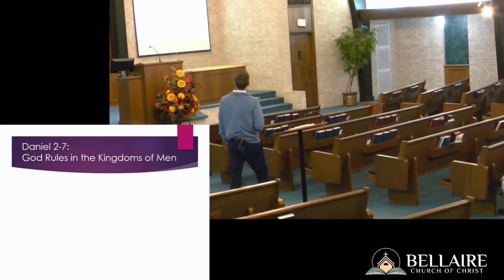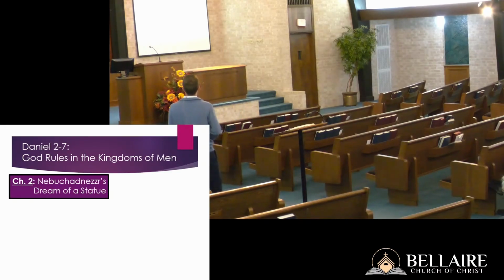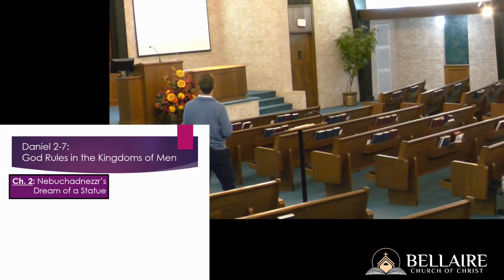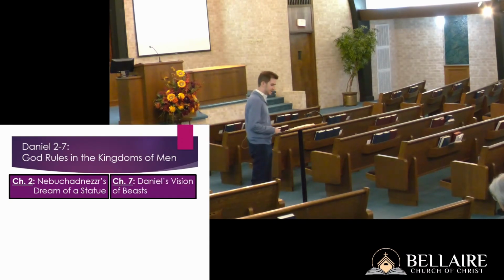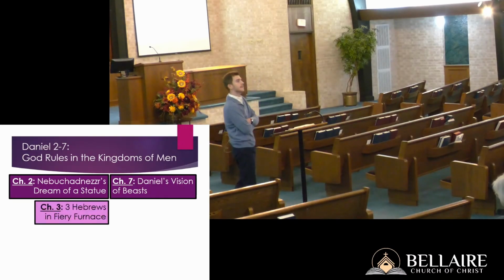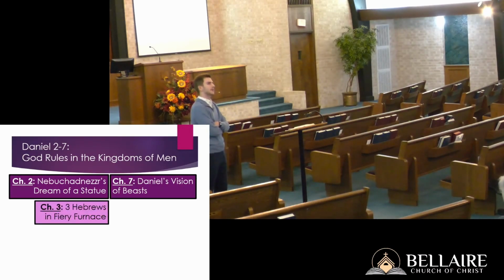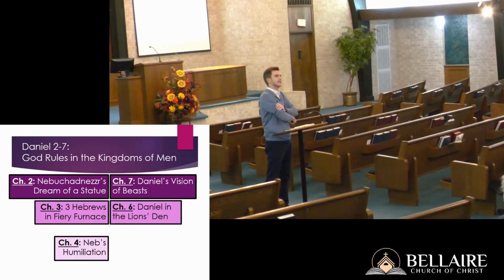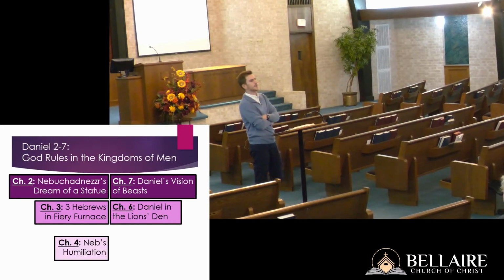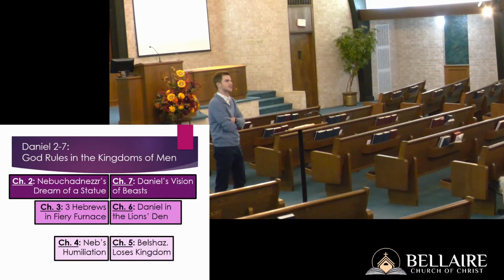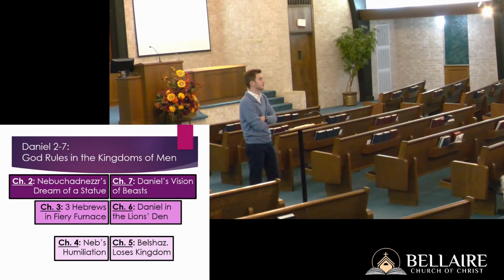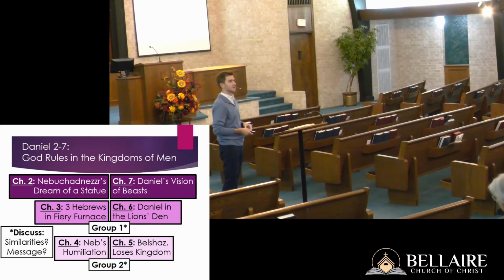Daniel 2-7 is structured similarly, okay? So chapter 2 and the Nebuchadnezzar dream of this 4-part statue, we've suggested matches up with chapter 7, which we'll talk about tonight. Chapter 3 and the Shadrach, Meshach, and Abednego in the fiery furnace story matches up with chapter 6, Daniel in the lion's den. And then chapter 4, Nebuchadnezzar's humiliation turning into a beast, matches up with Belshazzar, his grandson, and his losing of the kingdom. We're going to do this in groups, so let's bypass that and just discuss it all together here.